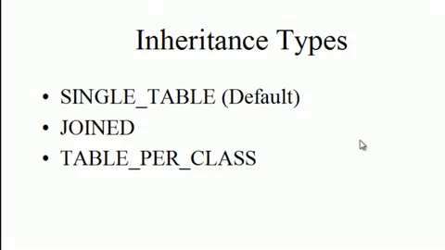For inheritance mapping, there are basically three types of inheritance strategies. What are the three strategies? The first, by default, is called single table. The second is joined, and then there is another strategy called table per class. Now let us see all these three strategies. If you notice, the single table is by default.